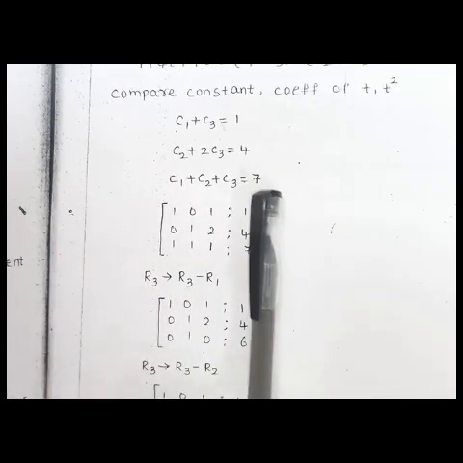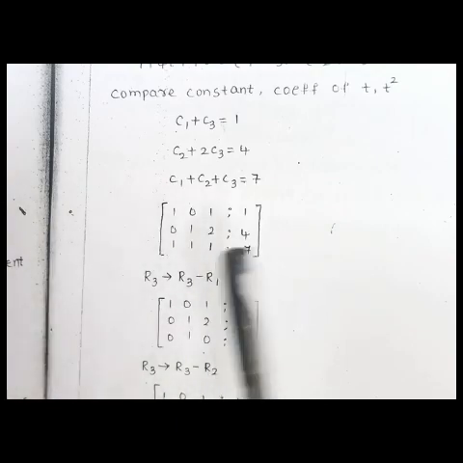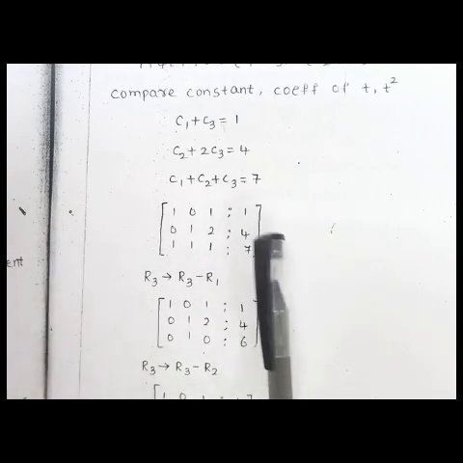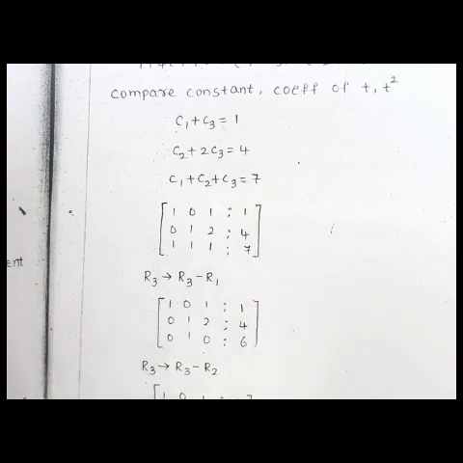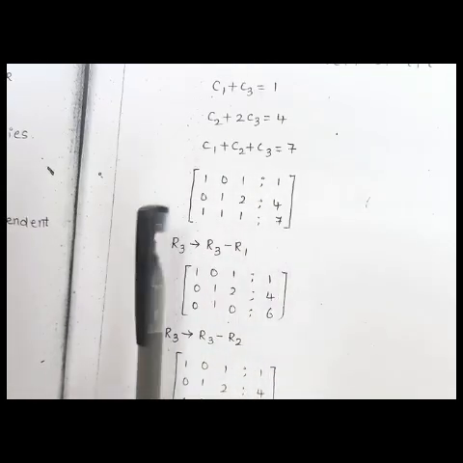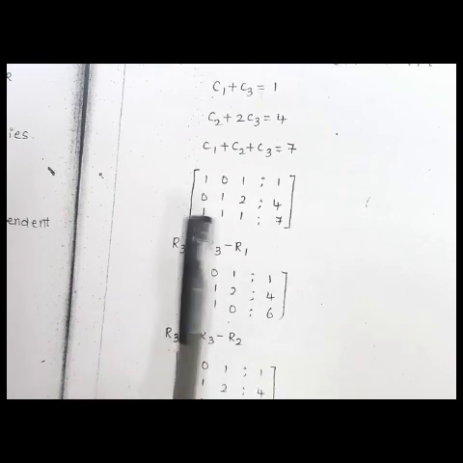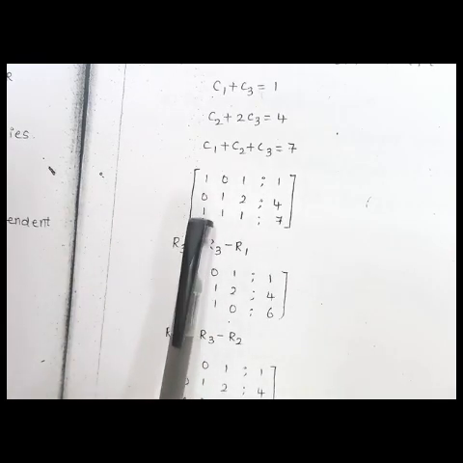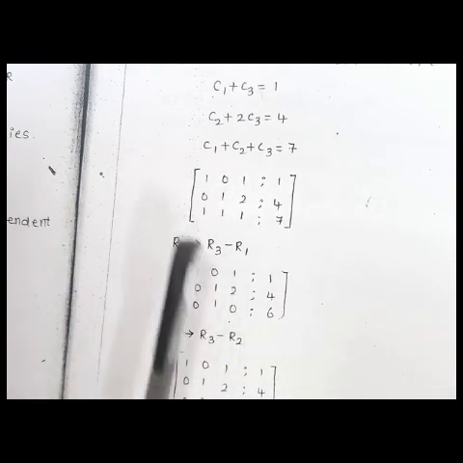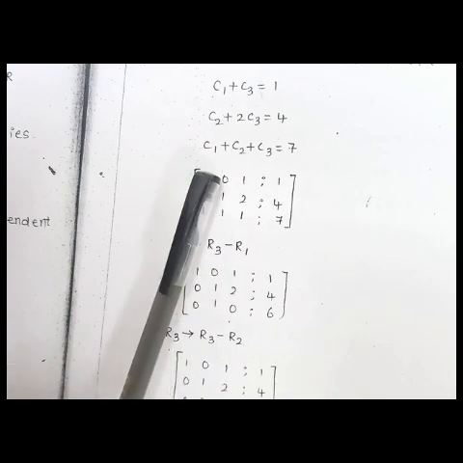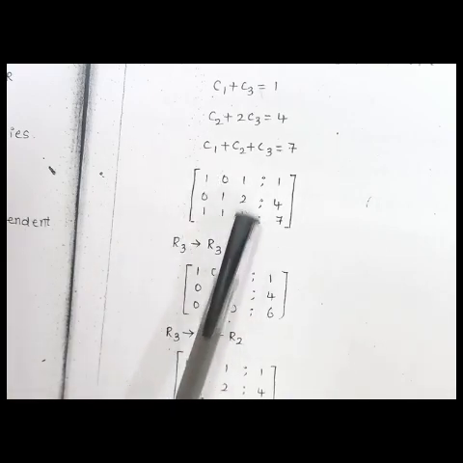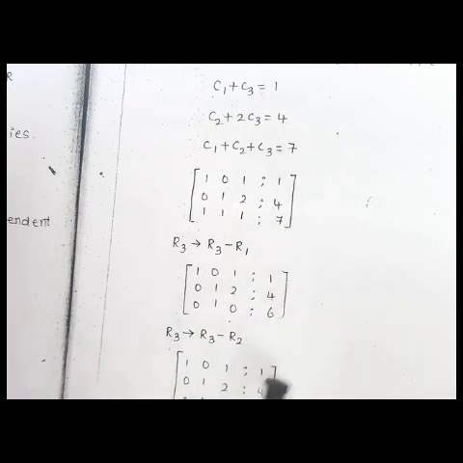Then whatever the values on the right side are, that is nothing but the required coordinate matrix relative to basis B. So by taking row operations, we have to convert this 1 into 0. How to make it into 0? R3 minus R1. So take R3 minus R1, that is 1 minus 0, 1; 1 minus 1, 0; 7 minus 1, 6.